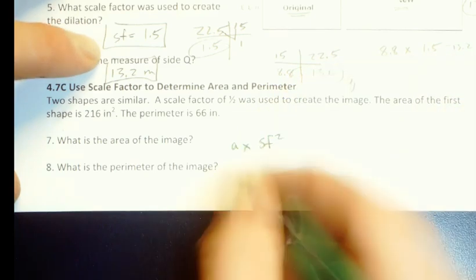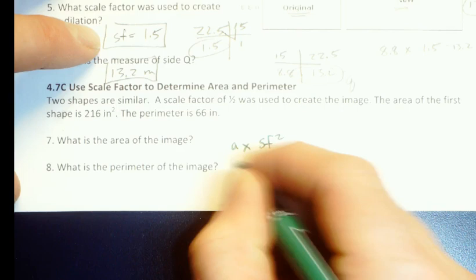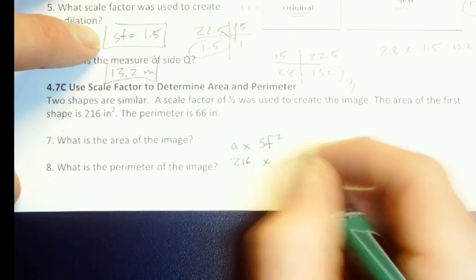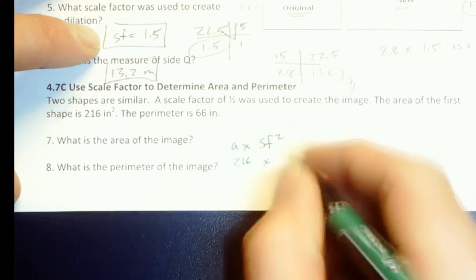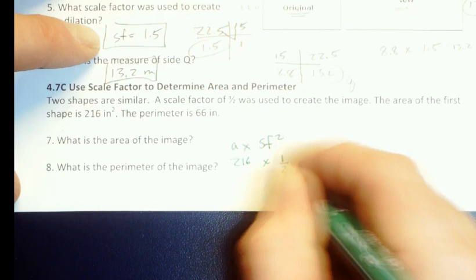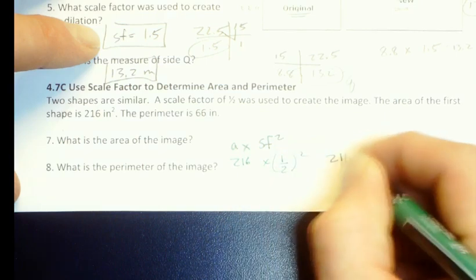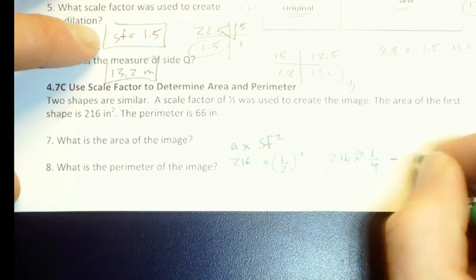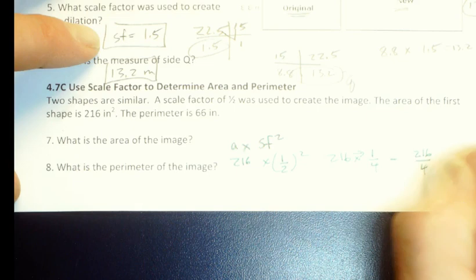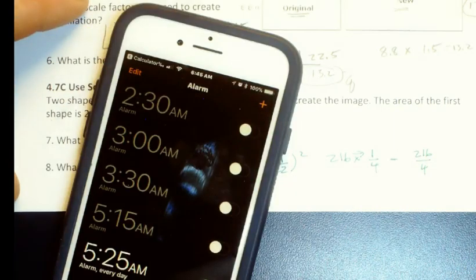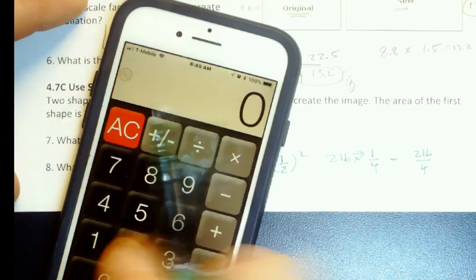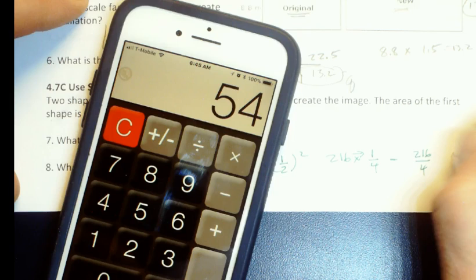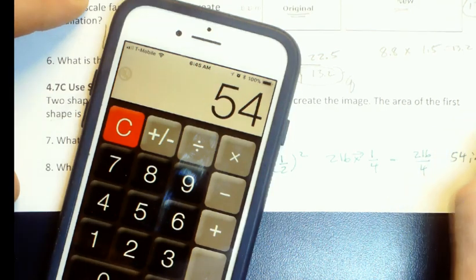All right, so the original area of that was 216 inches squared. We're going to multiply that times the scale factor of 1/2 that was used. So we really have to take that 1/2 squared, which is really 216 times 1/4, which, when you just multiply straight across, is 216 divided by 4. And if we do that in the calculator, 216 divided by 4, we get a total of 54. So the area is going to be 54 inches squared.